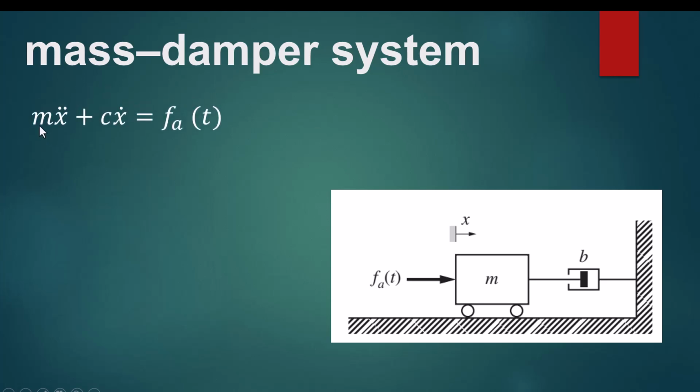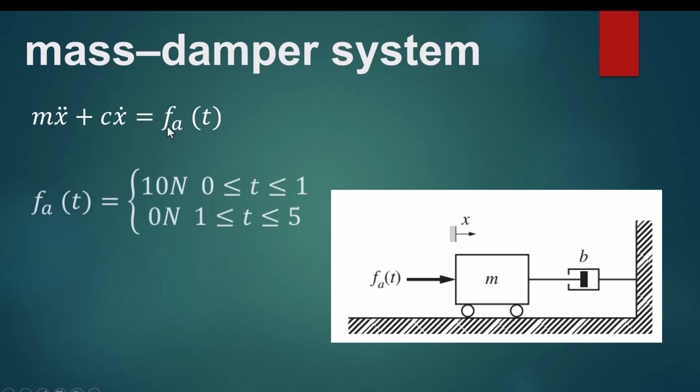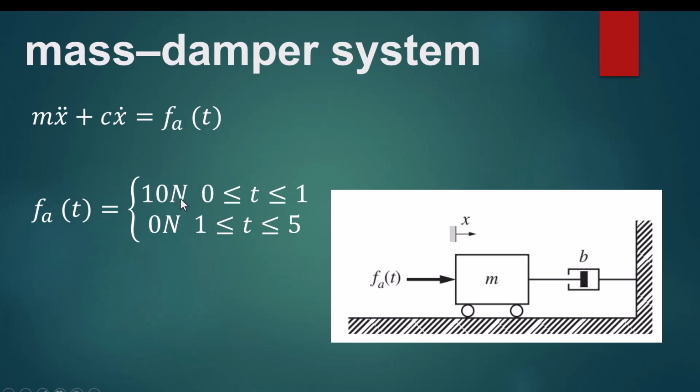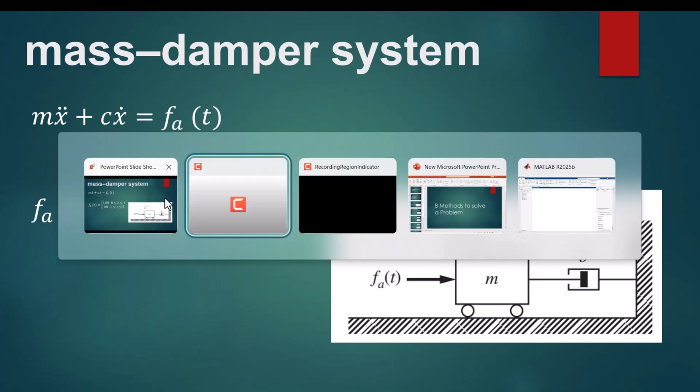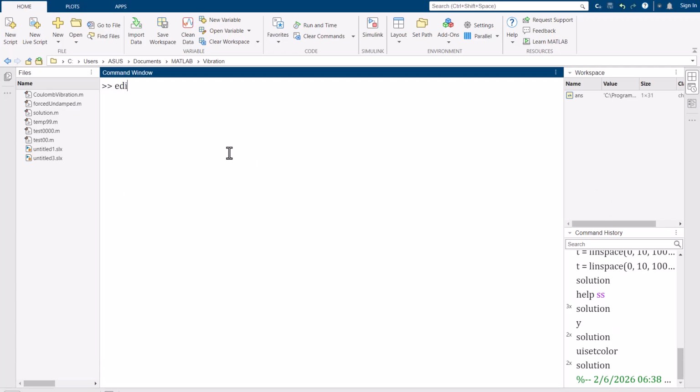And this is the general form of its governing equation: m x double dot plus c x dot is equal to the external force. And this external force is 10 newtons for 1 second. And after that, the force is going to be equal to 0. So I'm going to solve for 5 seconds, so time is from 0 to 5. For the first second, there is a constant external force equal to 10 newtons, and then the force is going to vanish. So I go to MATLAB and I create an M file named solutions.